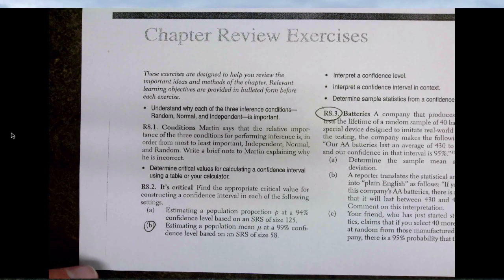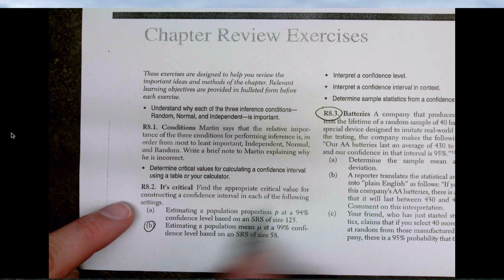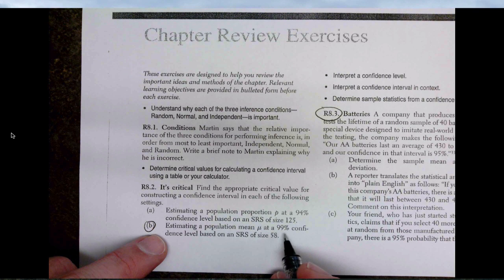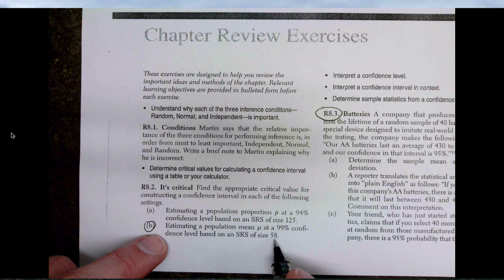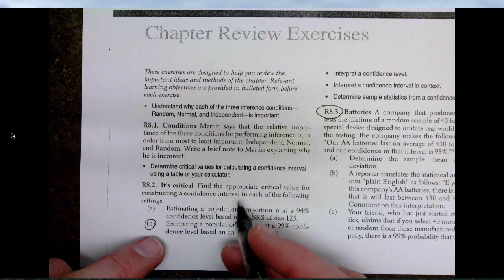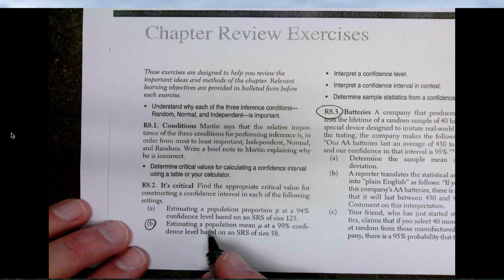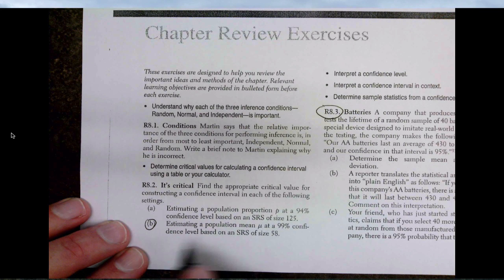All right, the first one we're going to look at is 8.2b. It says find the appropriate critical value for constructing a confidence interval in each of the following settings. And it says estimate a population mean for a 99% confidence based on an SRS size of 58. Okay, so the appropriate critical value is going to be a Z or a T.